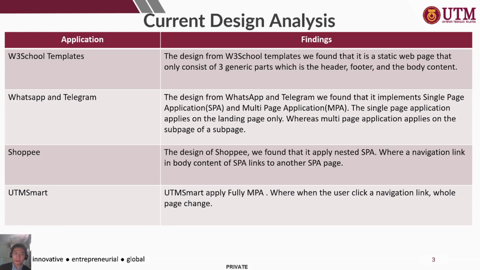Second is WhatsApp and Telegram. In the design from WhatsApp and Telegram, we found that it implements single page application and multi-page application. The single page application applies on the landing page only, on the main page only, whereas the multi-page applies on the sub page, the nested page. And the third one is Shopee. In the Shopee design, we found that it applied the nested single page application, where a navigation link in the body content of a single page application links to another single page application.